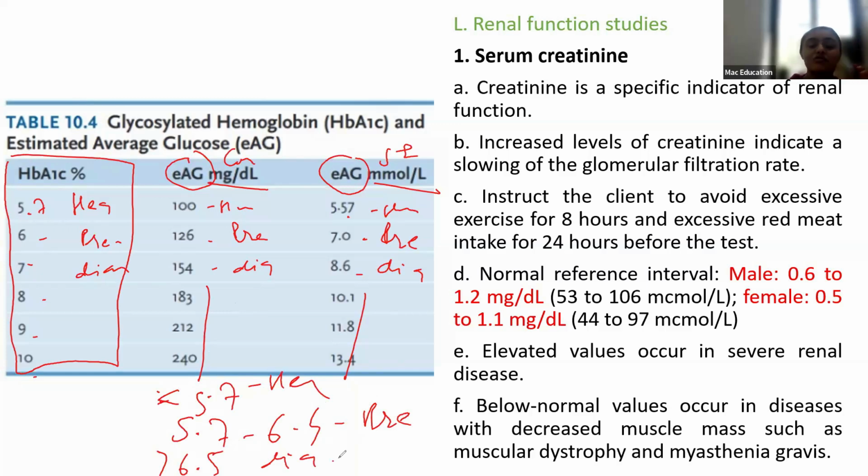In the examination, if they ask you that the patient's HbA1c is 6.8, so what will you do as a nurse?